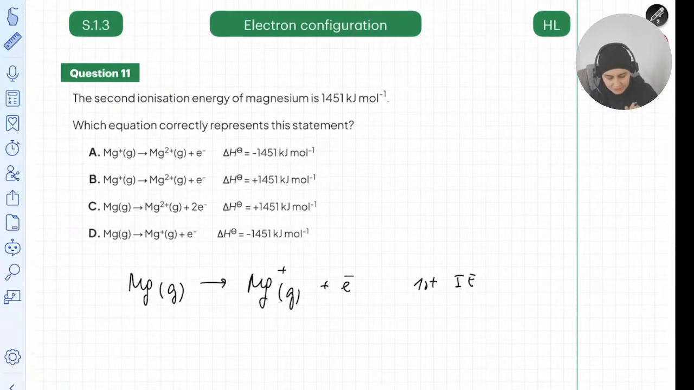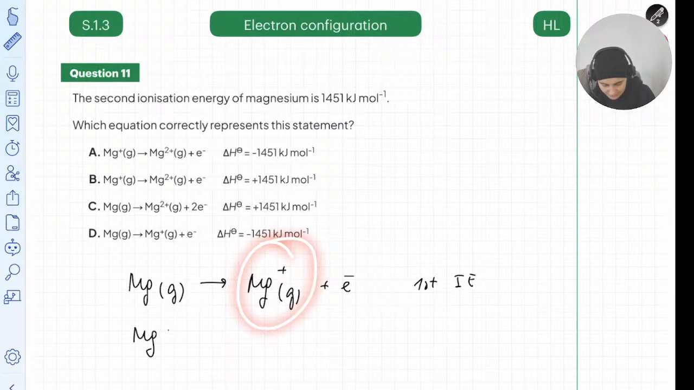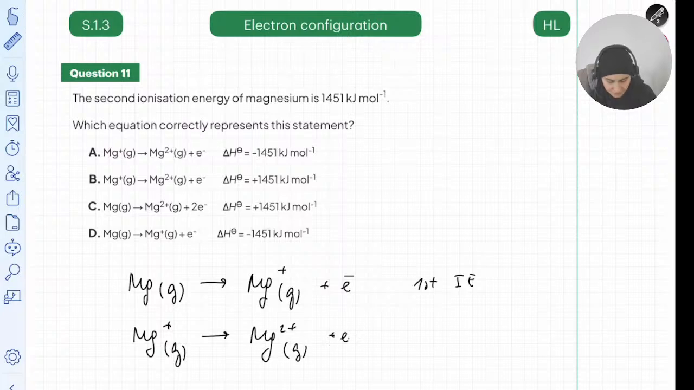Okay, so first ionization, then second ionization. It's when you take whatever ion was formed, so Mg plus, and remove another electron, right? So Mg2 plus and an electron. So that's the second ionization. So you see the charge of the ion matches the number of the ionization energy.